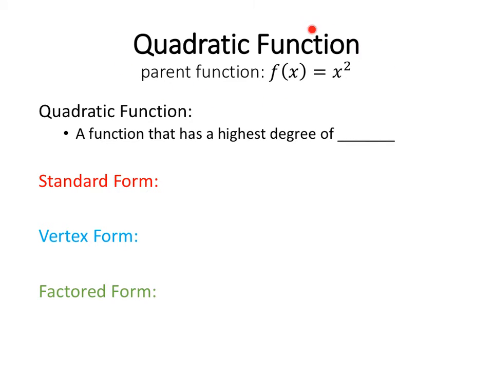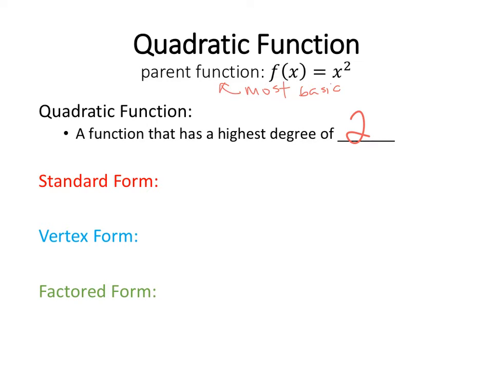There are a couple particular things that we look at when we look at a quadratic function. First of all, we have what we call the parent function. When we reference a parent function, it's the most basic, the simplest form of that particular function. In this case, that particular function is x to the second. So the whole idea of a quadratic function is it's a function that has a highest degree of 2. So if we see an x to the second and there's nothing higher than that, then that's what we're going to refer to as a quadratic function.